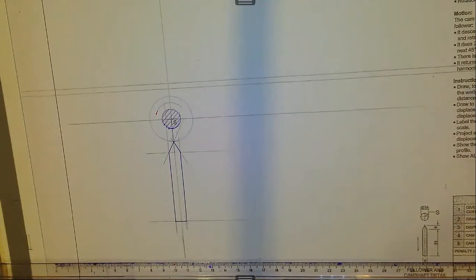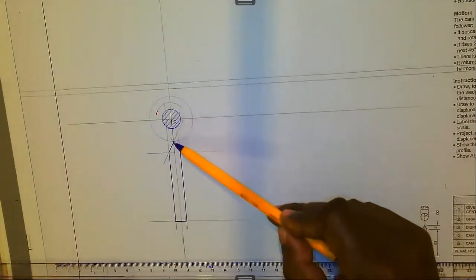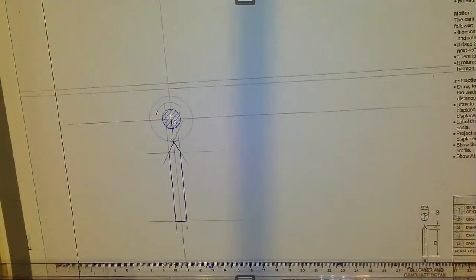So the instructions are as follows. Draw to scale 1:1 the given camshaft and the wedge-shaped follower at the minimum distance. The minimum distance is the distance from here to there. That's what we've done. Draw to a rotational scale of 30 degrees equal to 8 millimeters and a displacement scale of 1:1 the complete displacement graph for the required motion. Label the displacement graph and include the scale. Project and draw the cam profile from the displacement graph. Show the direction of rotation on the cam profile. Show all construction and projection.